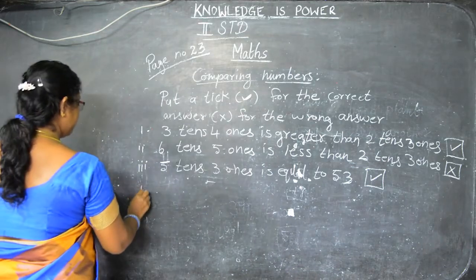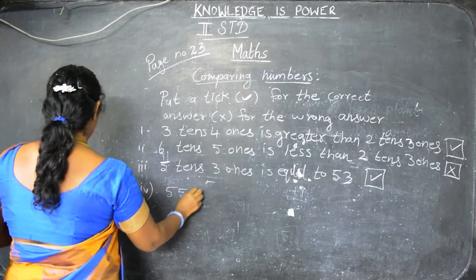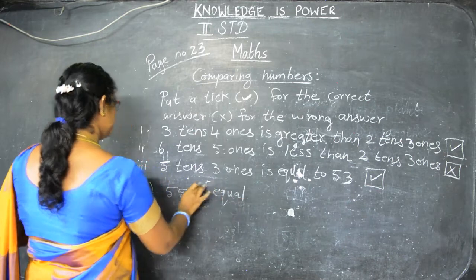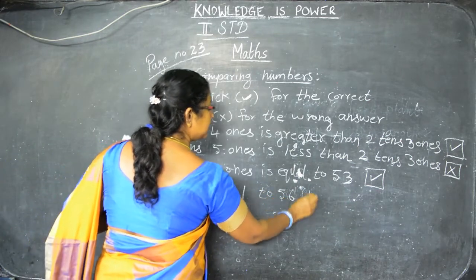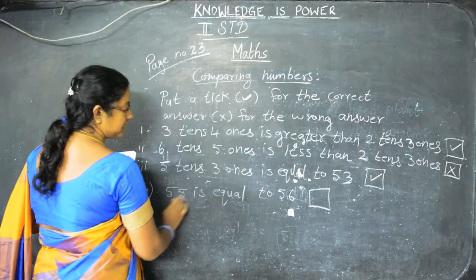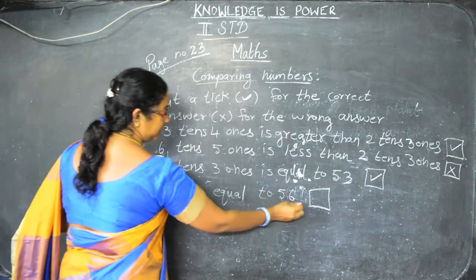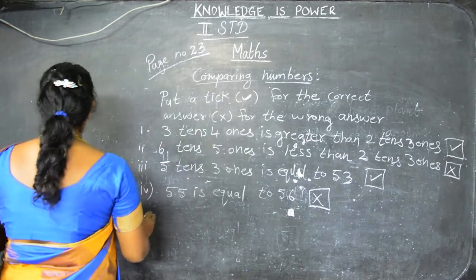Then number 4th one. 55 is equal to 56. See here, same number is given here. 55, here 56. Not same. Okay, here 55, here 56 is given. Then the statement is wrong, not equal. Then 5th one.